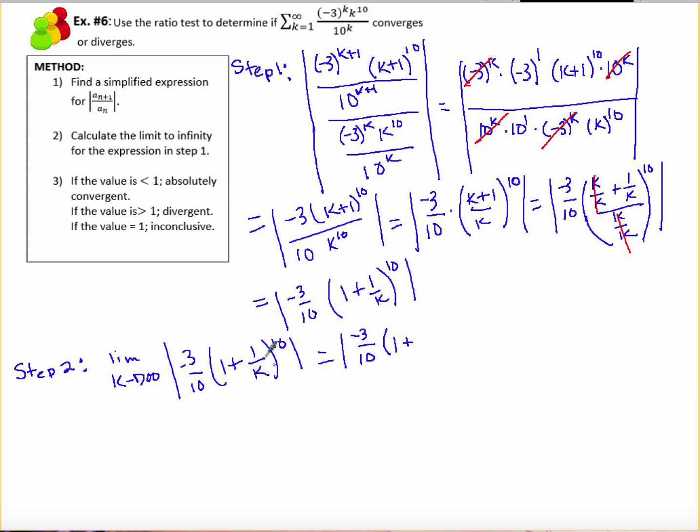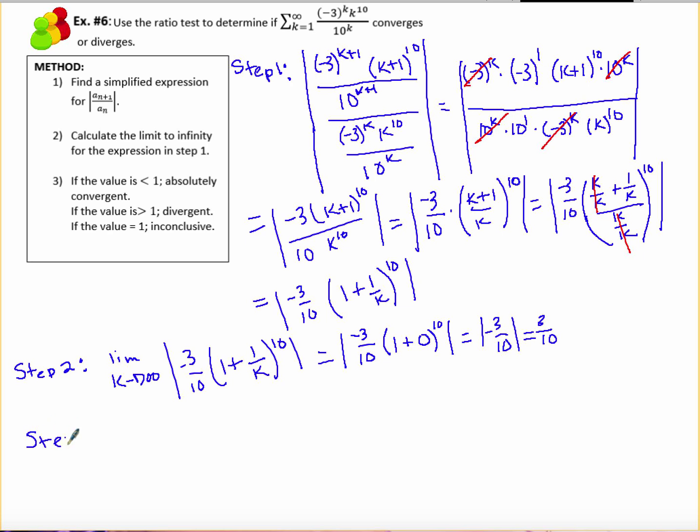But when we take the limit here, as k gets bigger and bigger and bigger, this fraction's going to go to 0. Raise it to the 10th power. You got to love raising 1 to the 10th power. It's just 1. And then 1 times negative 3 tenths, you got that negative 3 tenths. Then take your absolute value. You've been waiting for that since the beginning. That is 3 tenths. And now we are ready for step 3.